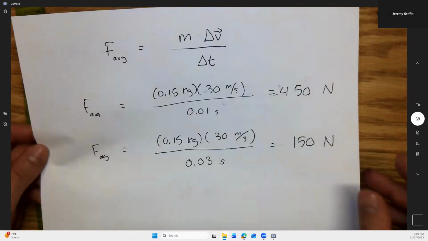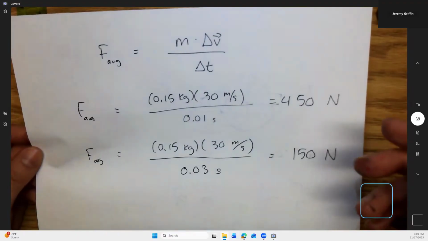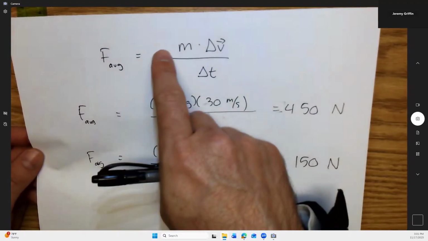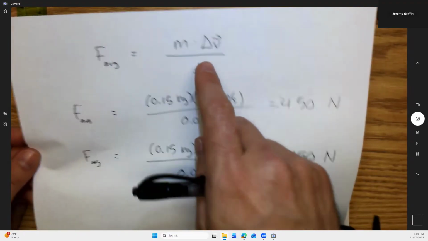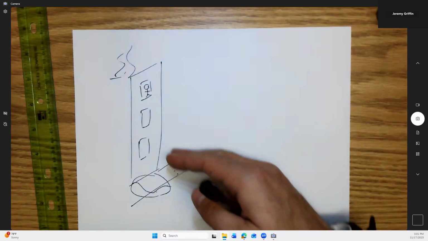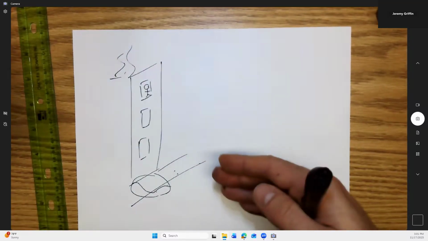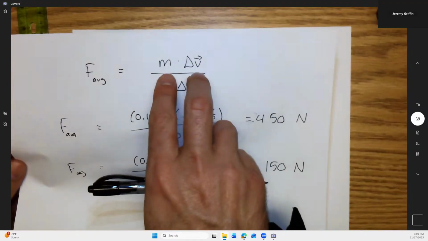Probably most of us would go with the trampoline, right? But what changes in terms of those physics? Well, your mass is the same. The change in velocity would also be the same because you built up some speed by falling this distance, and you're going to a speed of zero. So m is the same, delta v is also the same.